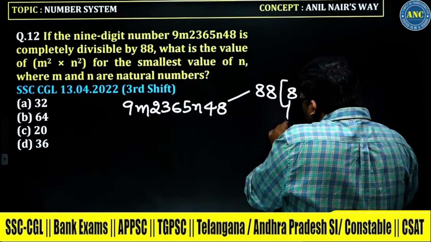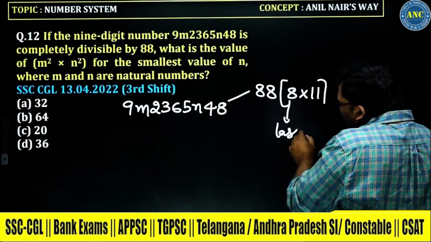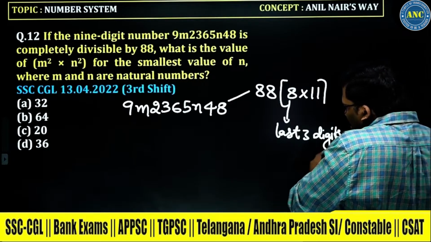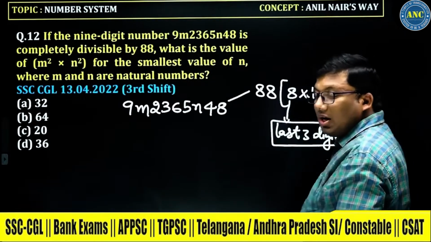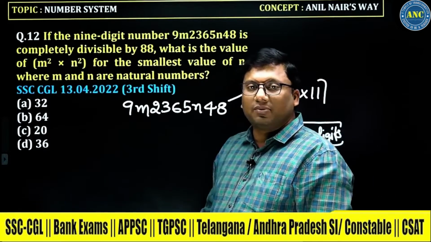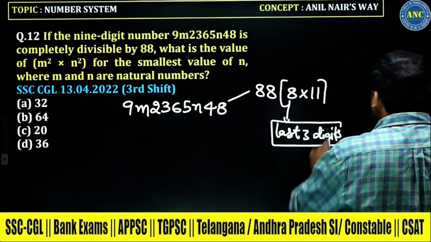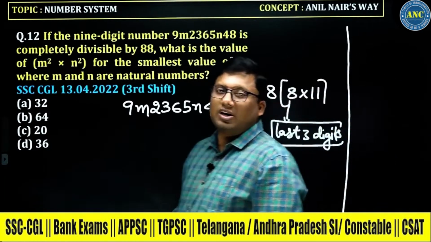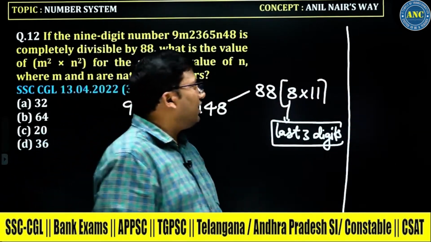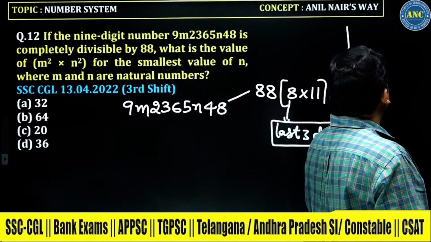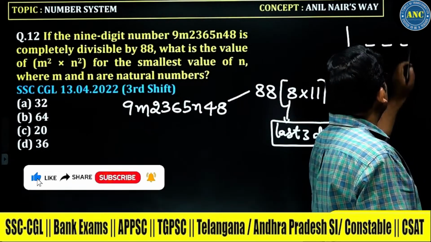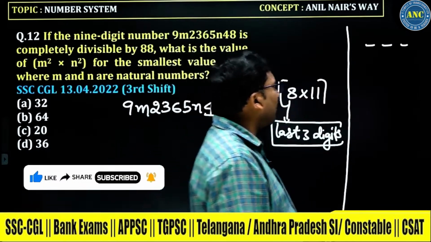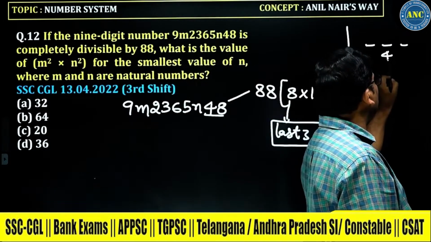First we will attack 8. 8 means last 3 digits. Last 3 digits should be divisible by 8. Now one concept, see here, sir. Very, very important concept. What are the last 2 digits of this number? It is 48.